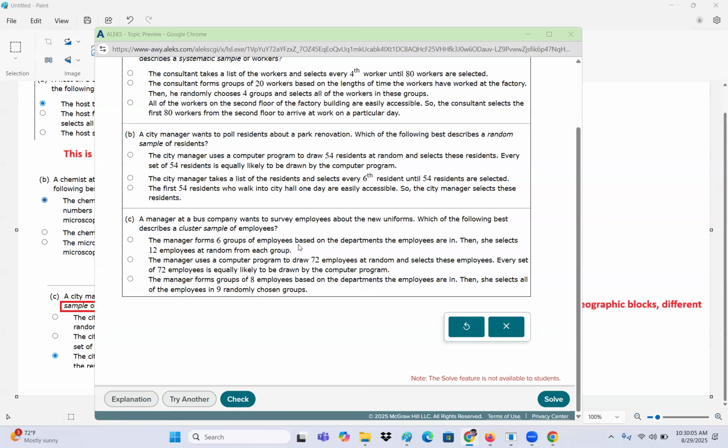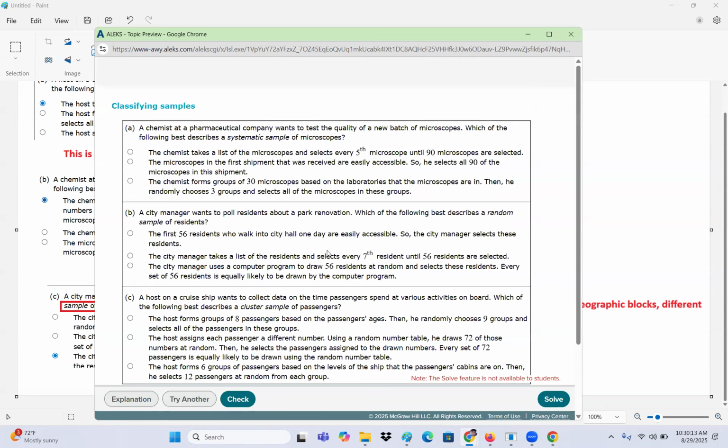Or would it be too much? It should be 8. This should be C as well. So now, yeah, I'm trying to get the stratified sampling, which is not on the set here for some reason.